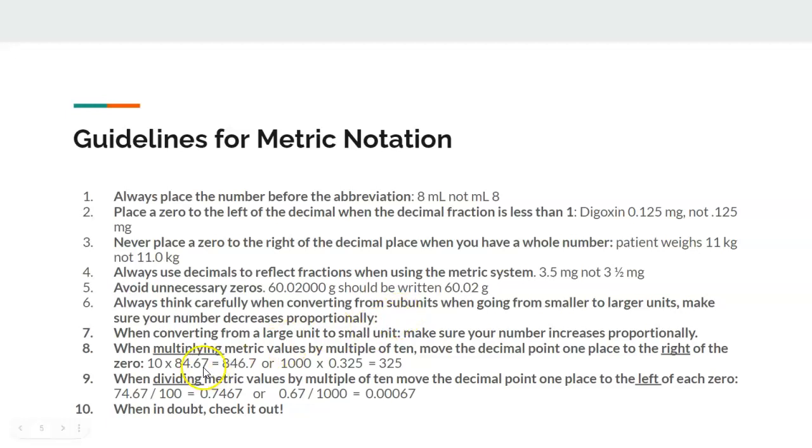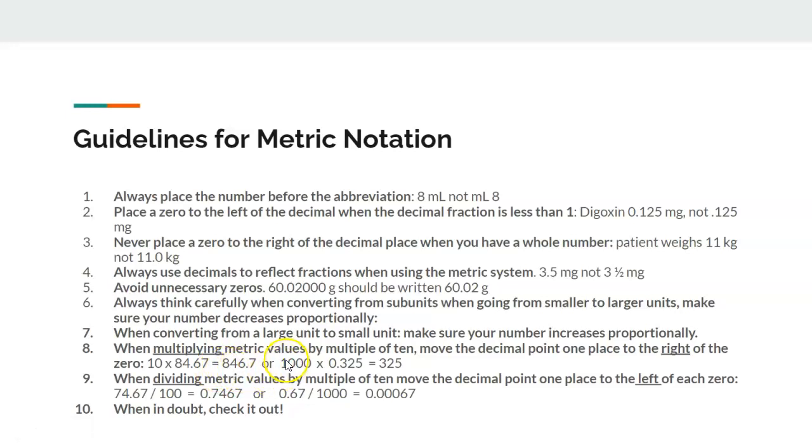And then here, when multiplying metric values by multiples of 10, you can just move the decimal place. You don't have to actually do the math in the calculator or in your head. You can just move the decimal place to the right. So when I'm multiplying by 10, if I took this number and multiplied it by 10, it's like moving this decimal over 1.